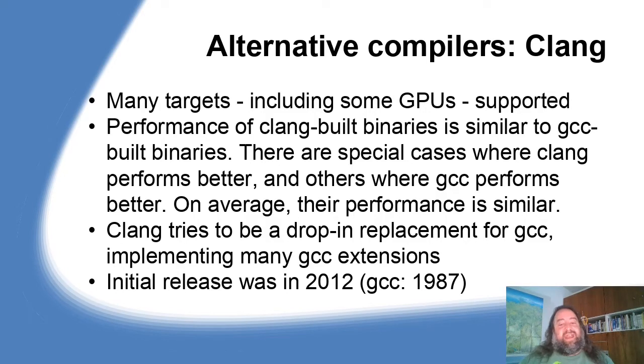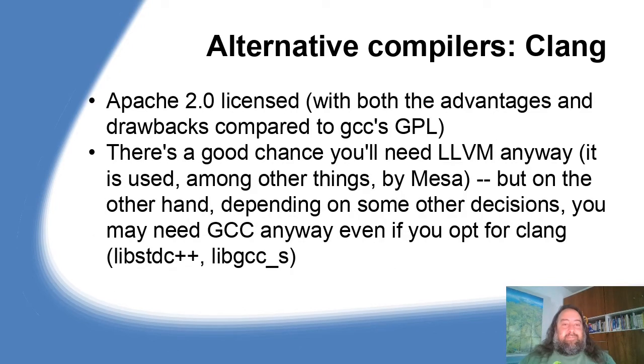The initial release of Clang was in 2012, whereas GCC was released in 1987, which explains many of the differences already. When GCC was first released, there just weren't as many good tools available as there are now. So Clang has a couple of advantages in being able to make use of things that just didn't exist when GCC started. Another difference is licensing. GCC is GPL, and Clang is Apache 2.0. Both of those licenses have their drawbacks and their advantages, so you want to check for yourself what you prefer.